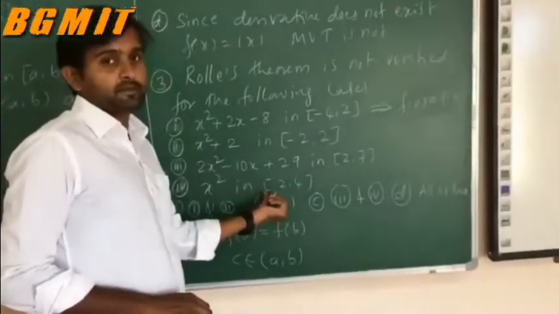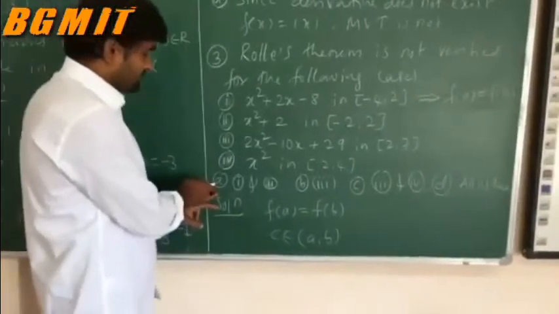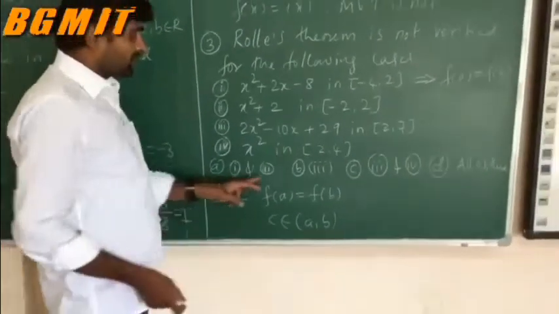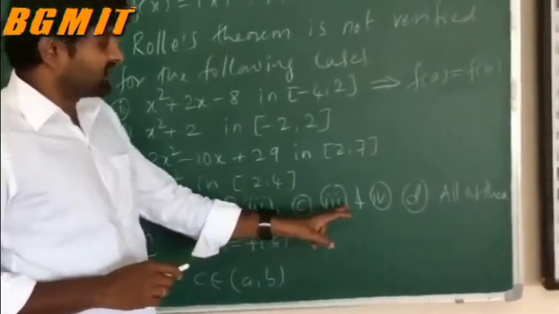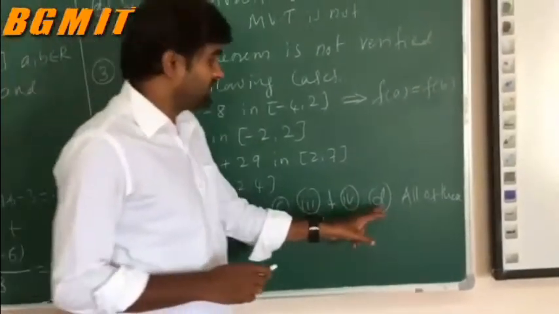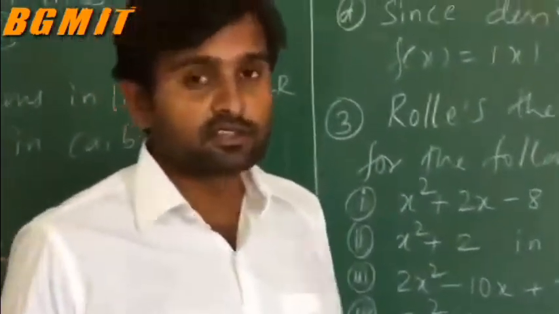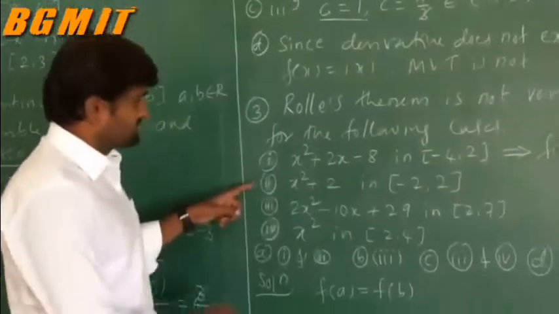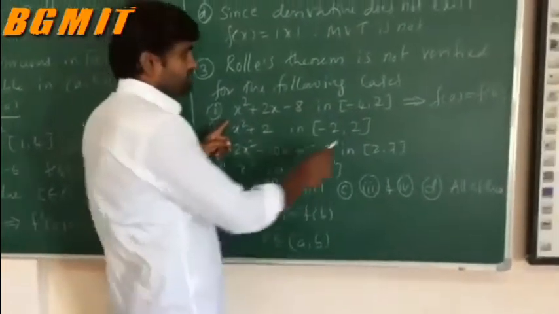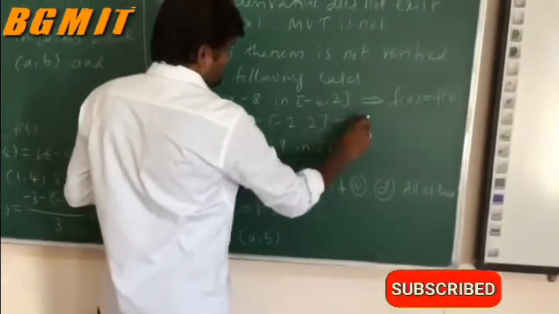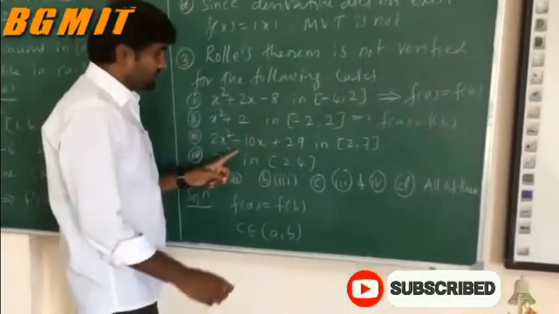Similarly, you have 4 functions. Not all are verified. In A, 1 and 2 are not verified. In B, 3 is not verified. In C, 3 and 4 are not verified. And in D, all of these are not verified. See, check this. Anyway, f of a and f of b are equal to 0. Here also f of a equals f of b.